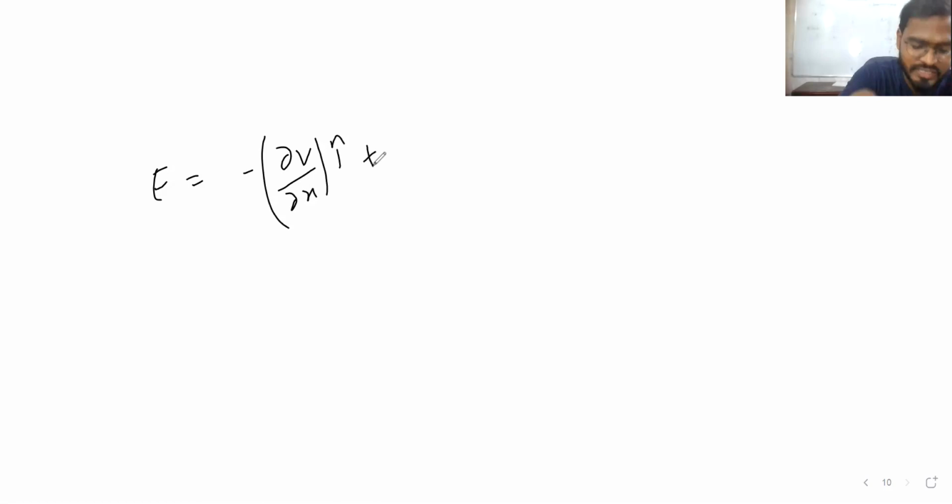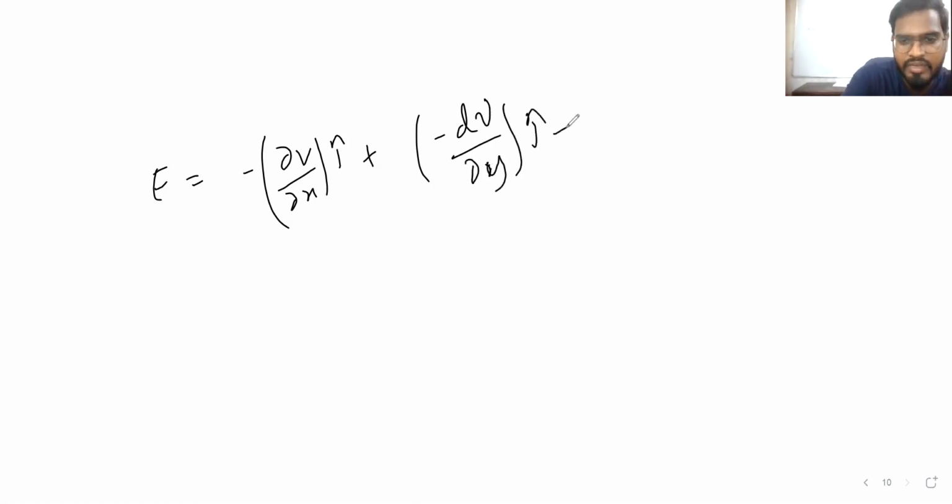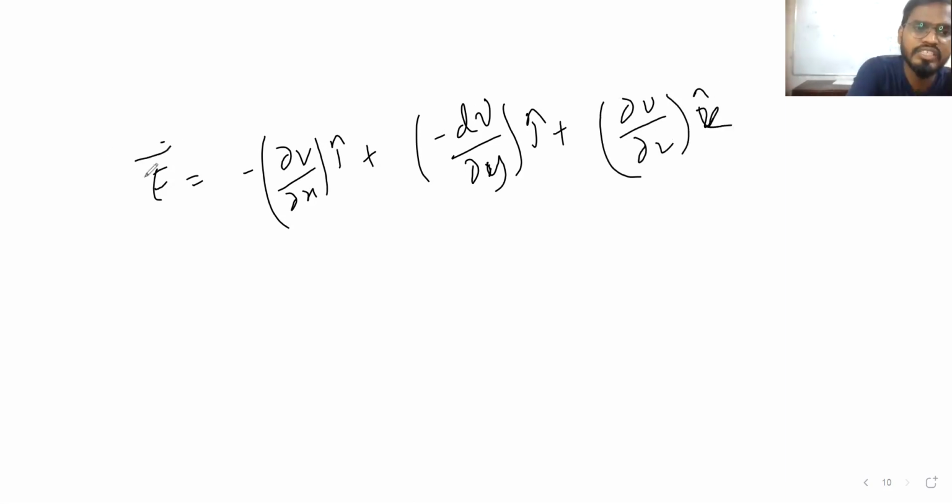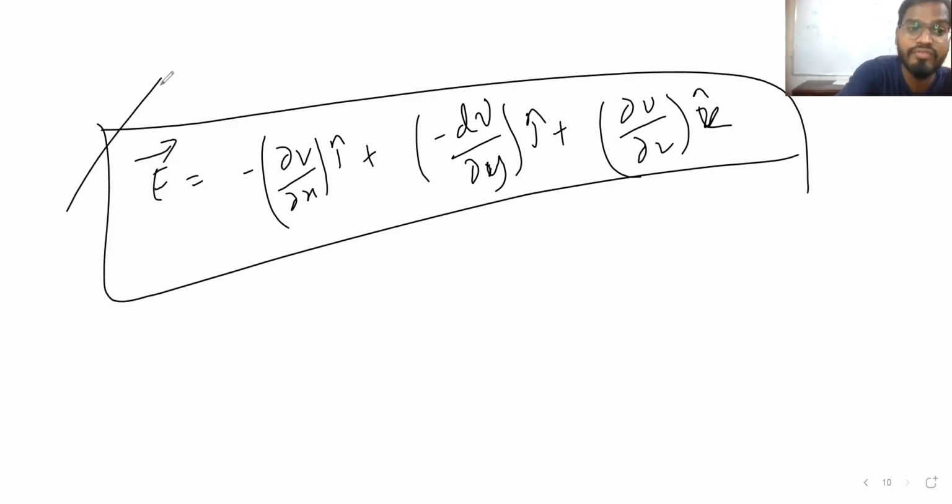So if you want to write this thing properly, then we can write E is equal to minus of del V, actually it will come as minus of partial derivative del V by del x i cap, minus of del V by del y j cap, minus of del V by del z k cap. So E we can write this way also, if the electric field is variable, right?